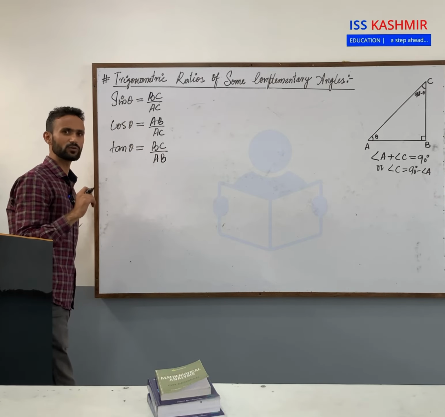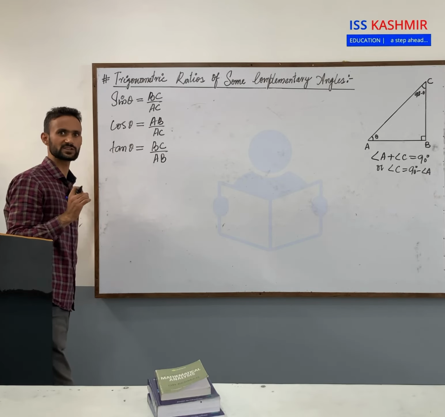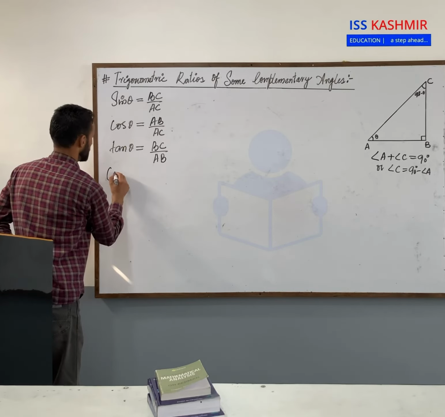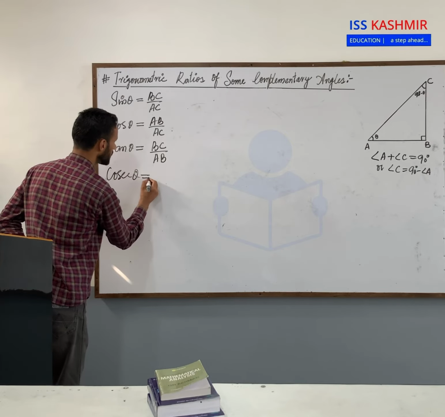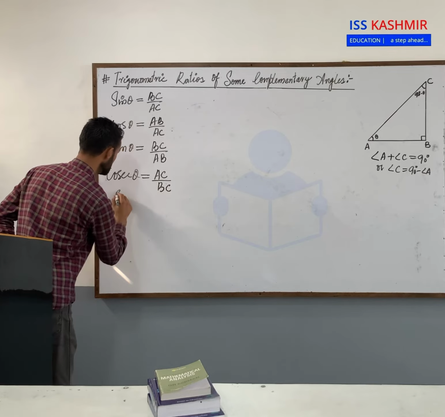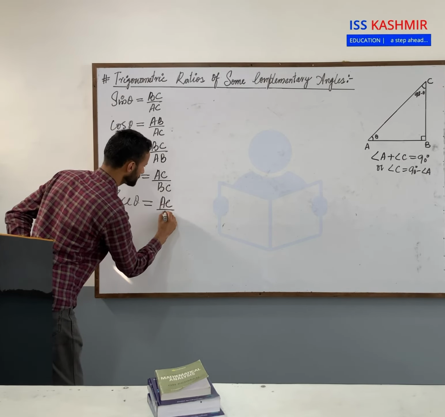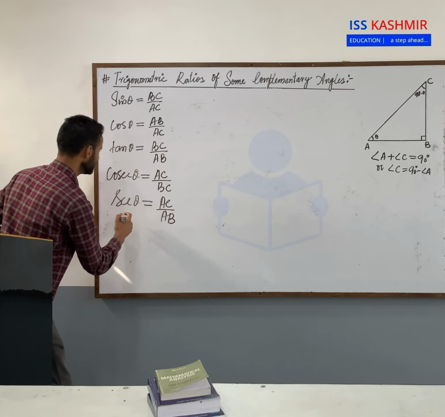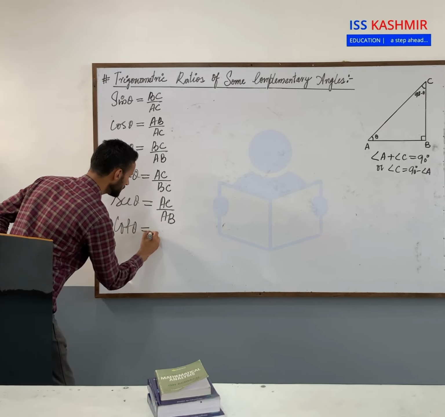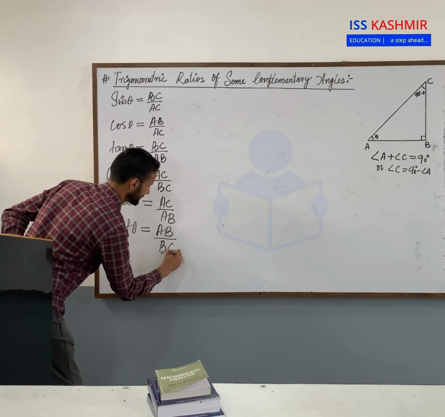Similarly, we can calculate other trigonometric ratios which are actually the reciprocals of these trigonometric ratios. Then we can calculate cosec of theta, that will be equal to AC by BC. Similarly, sec of theta will be equal to AC by AB, and then cotangent of theta will be equal to AB divided by BC.